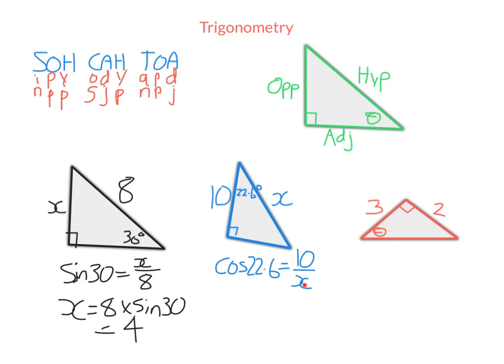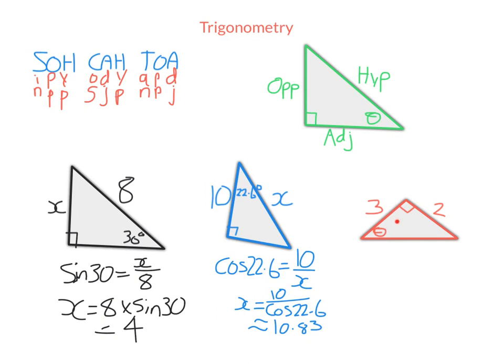When the thing you want to find is on the bottom of the fraction, like it is here, you divide. So x is going to be not 10 times cos 22.6, but 10 divided by cos 22.6. And so the answer I get is about 10.83. Once again, make sure your calculator is in degrees mode.